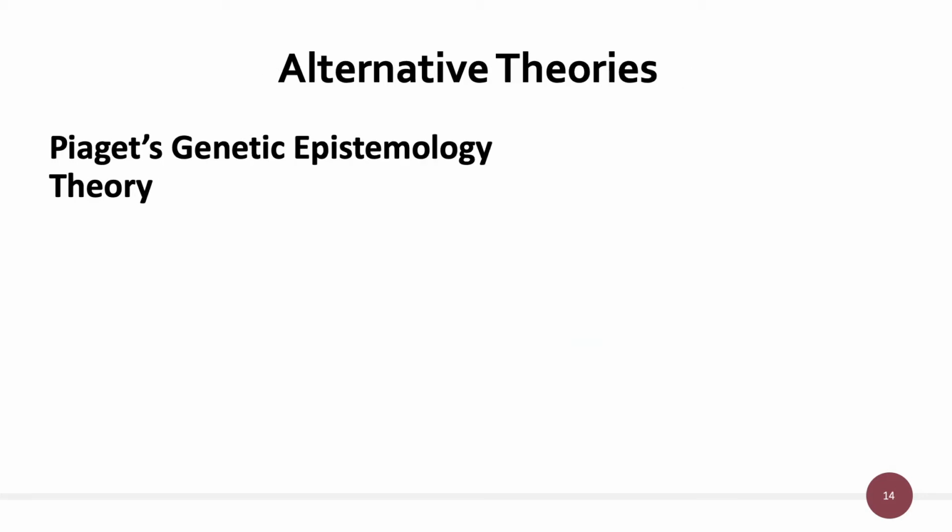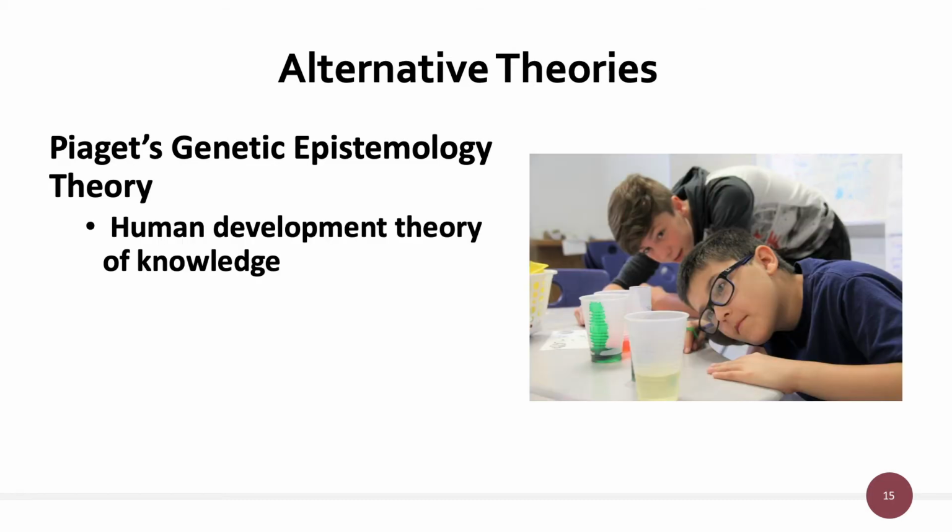However, there are alternatives to the psychometric approach that offer quite different perspectives. One is Jean Piaget's genetic epistemology theory. Remember that Piaget proposed a human development theory of how human beings acquire and create knowledge based on an assumption that human beings are genetically prepared to interact with and process information from the environment as they attempt to meet its demands.